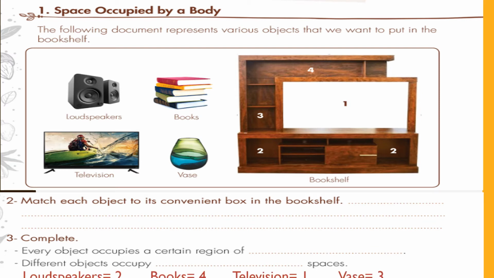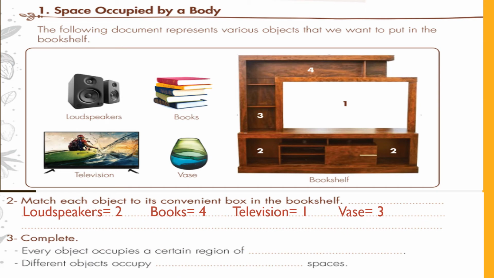So we write them on the line. Number 3. Complete. Every object occupies a certain region of space. Different objects occupy different spaces. So each object has a certain volume and it occupies a space different from the other object.